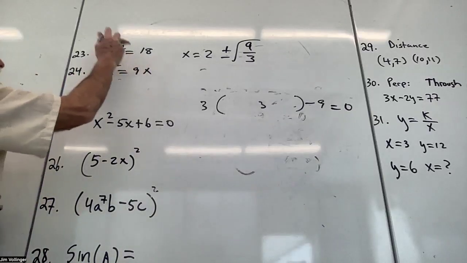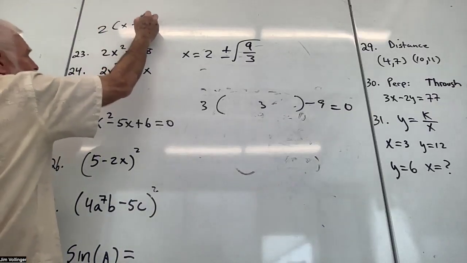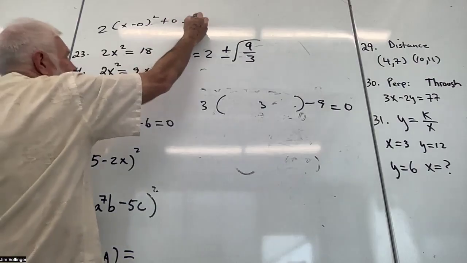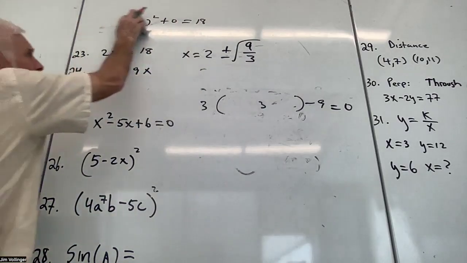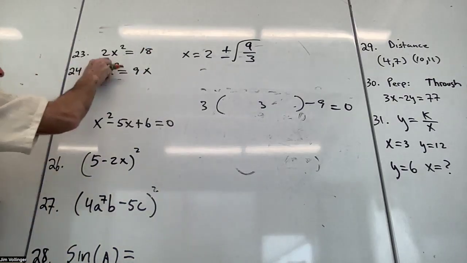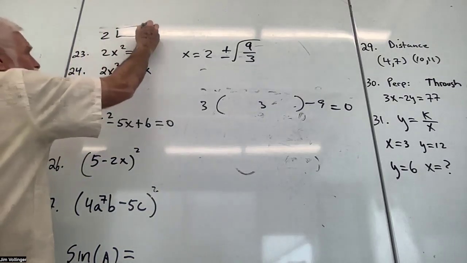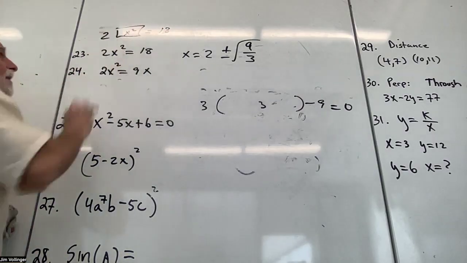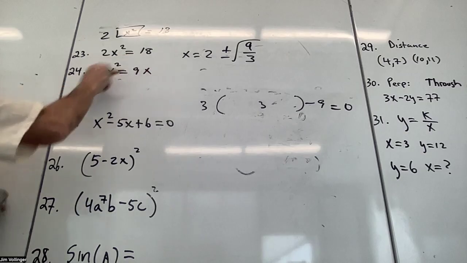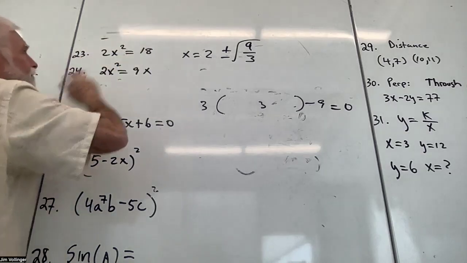Well, this is in graphing form. This is 2x minus 0 squared plus 0 equals 18. And I think I can get this alone. On the simplest of level, 2 times what equals 18? Well, that x squared, that better be 9. So I hope you see multiplication becomes division.